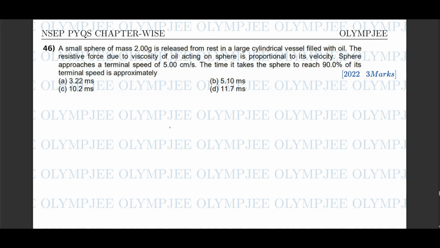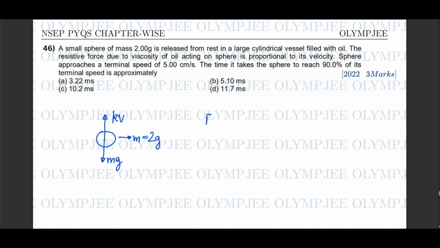cylindrical vessel filled with oil. The resistive force due to viscosity of oil acting on the sphere is proportional to its velocity. Okay, so mass is 2 grams, mg is acting downwards, and the resistive force will act opposite to velocity. Proportionality constant I have taken as k. They are saying that the terminal velocity of the sphere is 5 centimeter per second, and they're asking for the time it takes the sphere to reach 90% of its terminal velocity.